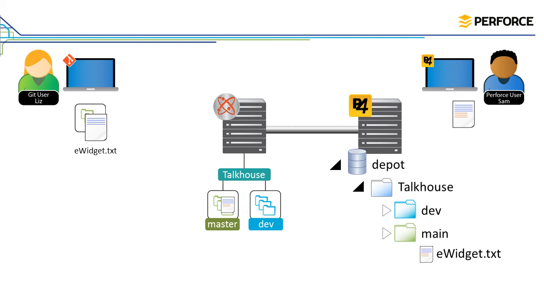Meanwhile, Liz was continuing work on the same file as Sam. Before she can push her changes back to the remote, she has to pull Sam's changes and merge the files. Once the merge is completed, she pushes the updated file back to the repo. With the file securely stored in the Perforce server, other Git users can pull changes to get the latest version, and P4 users can sync files to their workspace.